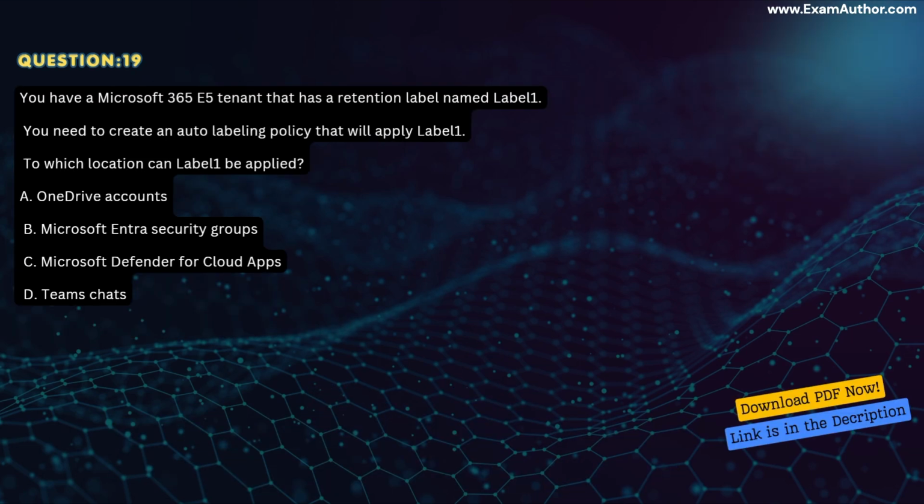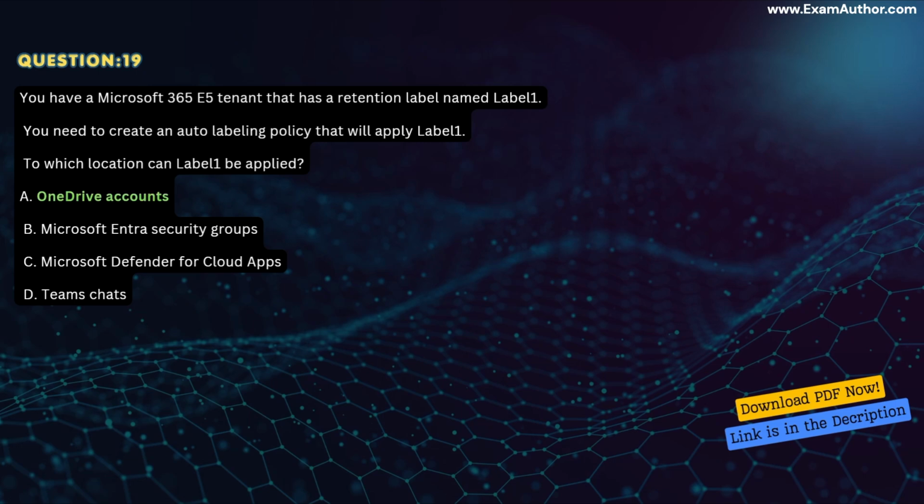Question 19. You have a Microsoft 365 E5 tenant that has a retention label named Label 1. You need to create an auto-labeling policy that will apply Label 1. To which location can Label 1 be applied? A. OneDrive accounts. B. Microsoft Entra security groups. C. Microsoft Defender for Cloud Apps. D. Teams chats. The correct answer is A.